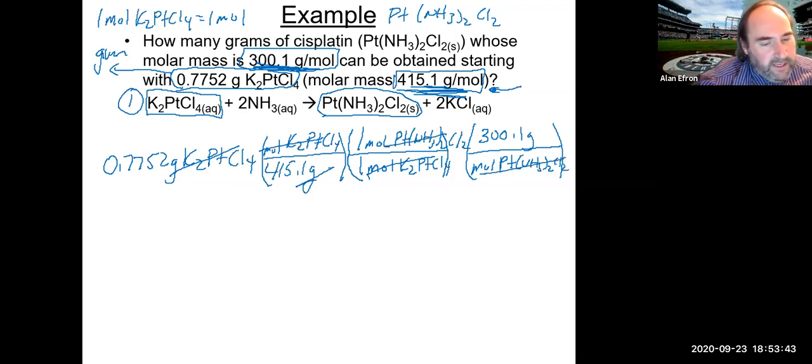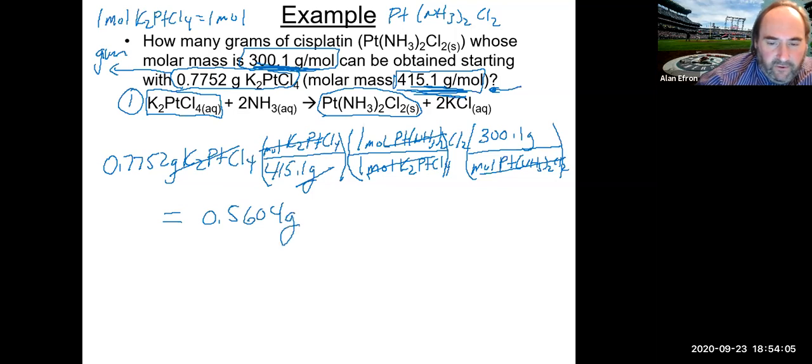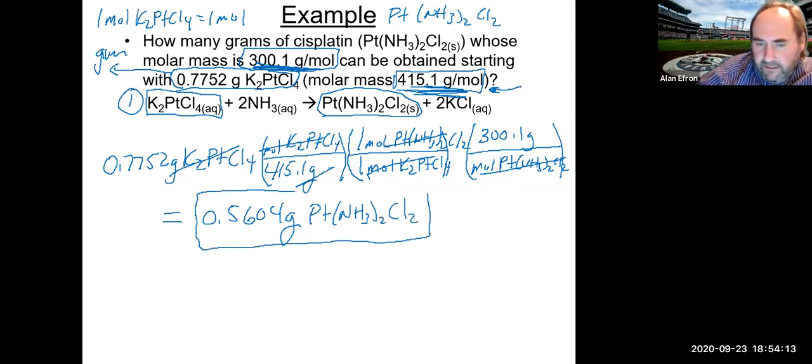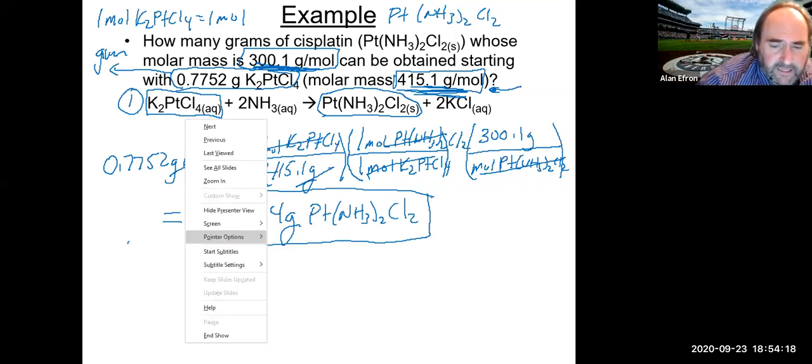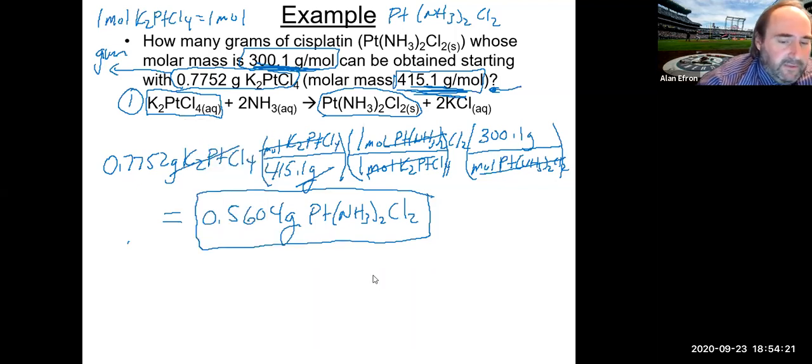Again, if we multiply everything across the top, we take 0.7752 times 300.1, hit equals, and then divide by 415.1, hit equals, and we end up with 0.5604. The units now are grams of our product. As I think was the earlier question, you can do it all in one calculation, or you could do it step by step like we did before. It's perfectly fine either way. Again, don't round too much if you go step by step.